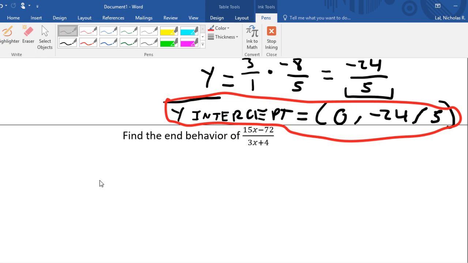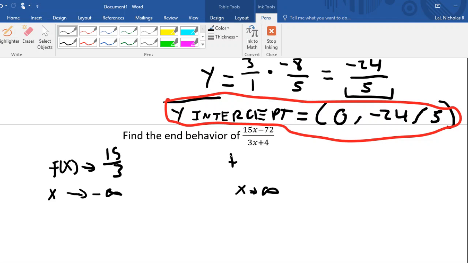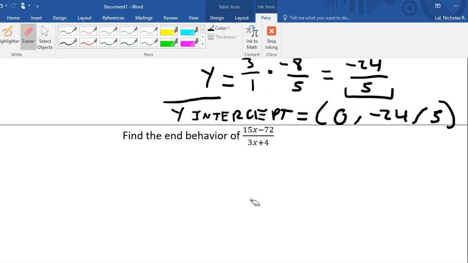Here's what we do. Find the end behavior as x approaches negative infinity, and as x approaches infinity. f of x approaches 15/3 and f of x approaches 15/3, and that's the end behavior. So check this out. Let me be serious. I'll do this for real. That is the solution though.